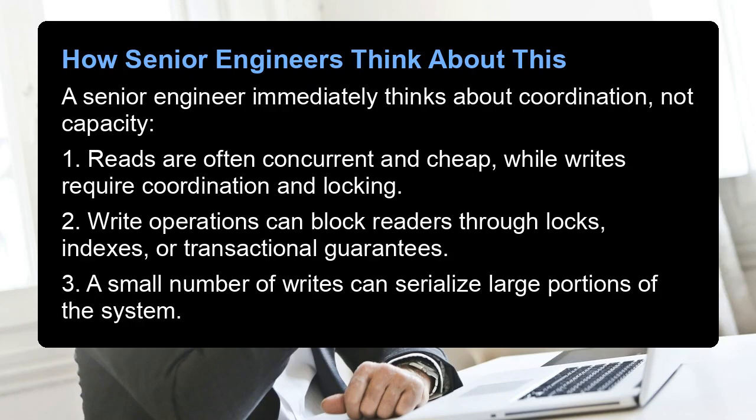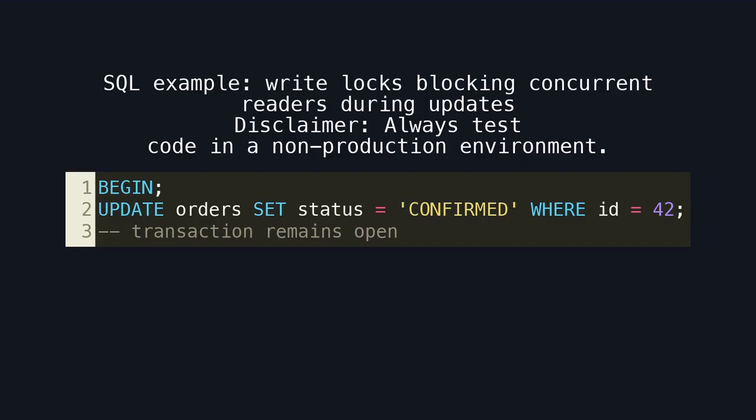A senior engineer immediately thinks about coordination, not capacity. One, reads are often concurrent and cheap, while writes require coordination and locking. Two, write operations can block readers through locks, indexes, or transactional guarantees. Three, a small number of writes can serialize large portions of the system. SQL example: write locks blocking concurrent readers during updates.